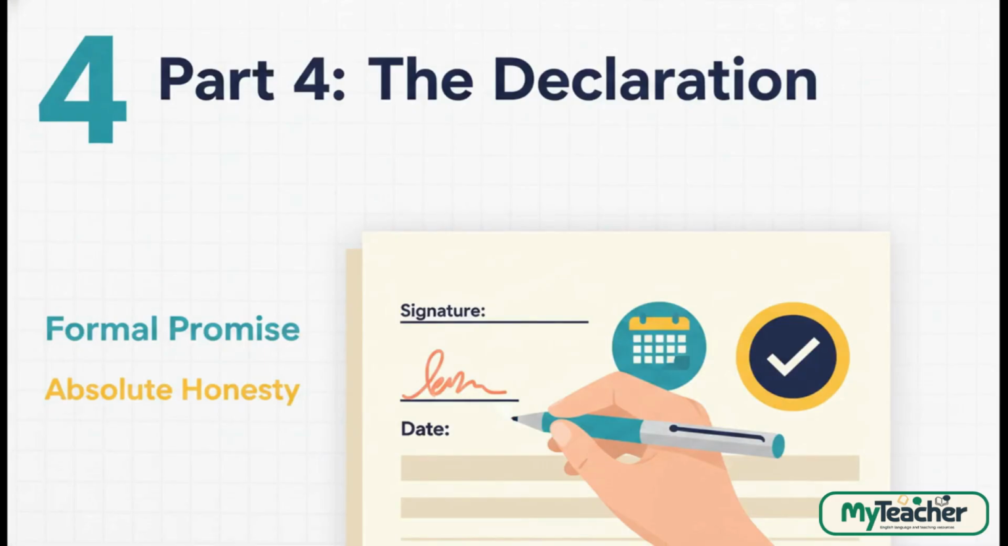And just like that, we've reached Part 4, the declaration. This is basically just a formal promise. By signing your name and writing today's date, you are promising that every single thing you wrote on that paper is completely honest and true.